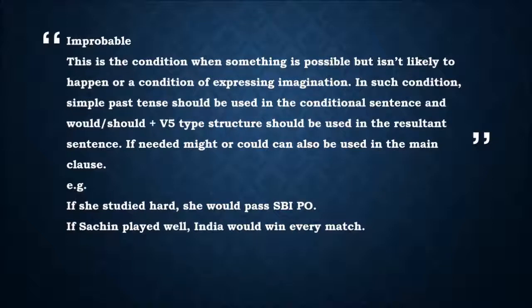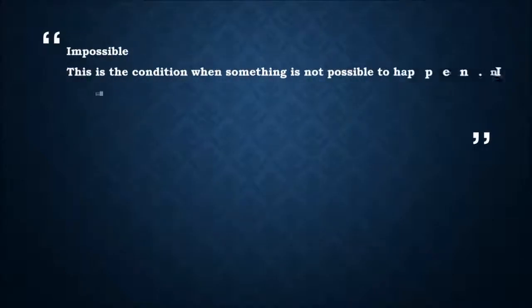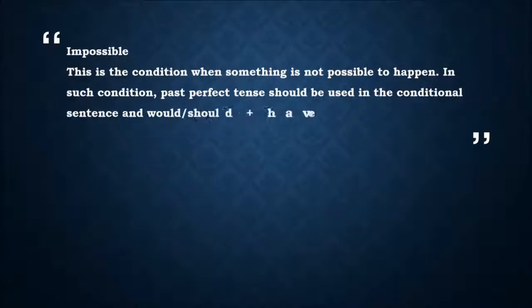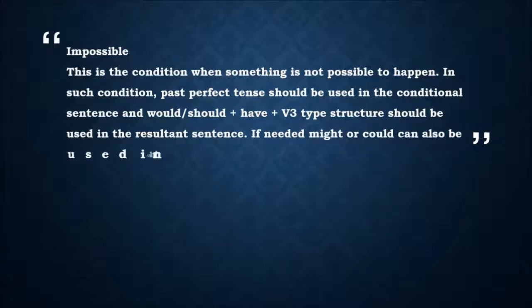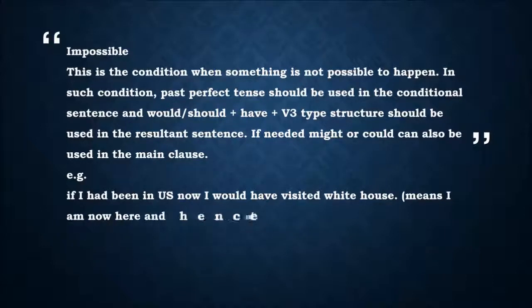C. Impossible. This is the condition when something is not possible to happen. In such condition, past perfect tense should be used in the conditional sentence and would/should plus have plus V3 type structure should be used in the resultant sentence. If needed, might or could can also be used in the main clause. E.g. If I had been in the United States now, I would have visited the White House. Means I am now here and hence impossible to be there in the United States.